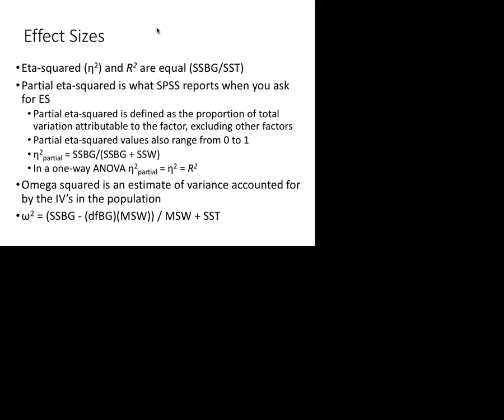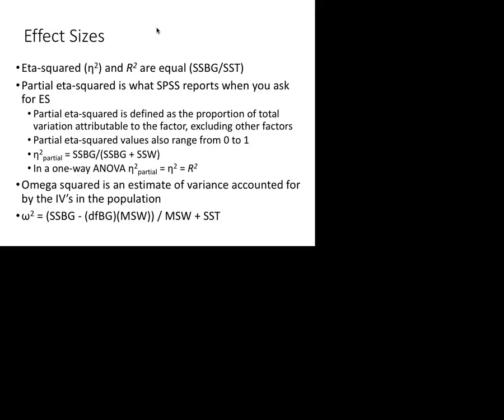0.1. Close. 0.01. Close only in that you just forgot a zero, right? Yeah. So it's 0.01 for small. R squared medium would be? 0.25. No. Is it 0.09? Got it. Good. That's good. Very good. So 0.01, 0.09, and? 0.25. So small, medium, and large.